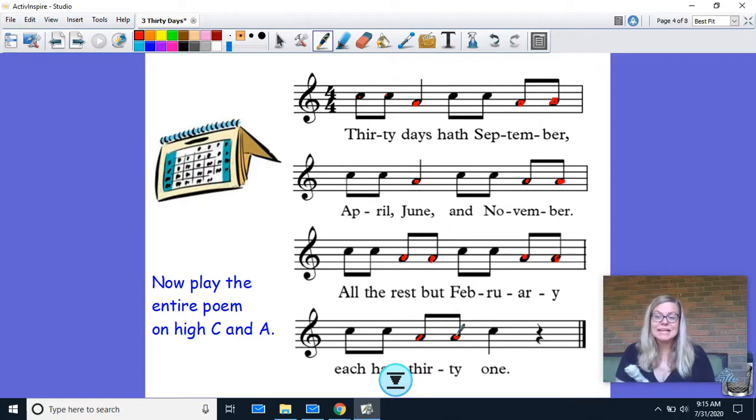This time, let's sing it with the note letter names. So start on your high C. C, C, A, C, C, A, A, C, C, A, C, C, A, A, C, C, A, A, C, C, A, A, C, C, A, A, C. Rest. How did you do? Okay, let's go ahead and play it now. 1, 2, ready, go.